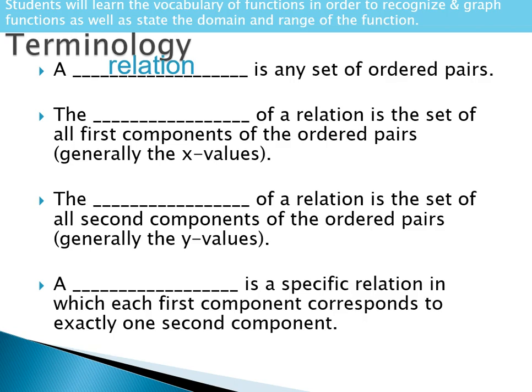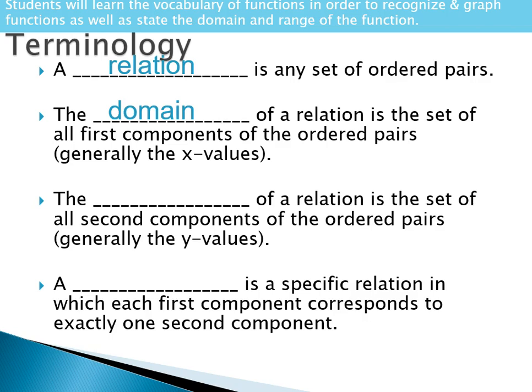The blank of a relation is the set of all the first components in the ordered pairs, generally the x values. So if you think back to what you learned from Mr. Tucci, Miss Weiland, myself, Mr. Chang, depending on how long you had Algebra 2, Miss Budzinski, we probably told you that when you think about domain, you think about the x values. So the domain are the x values. That's true in a relation and a function, because a function is a specific relation.